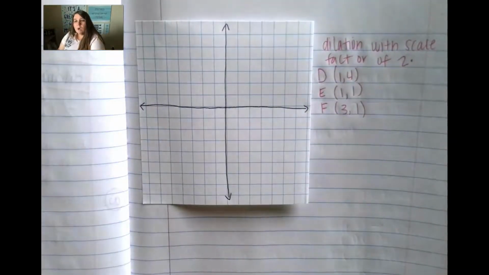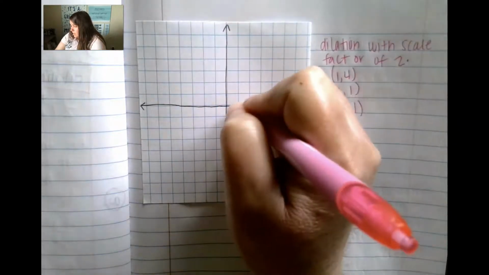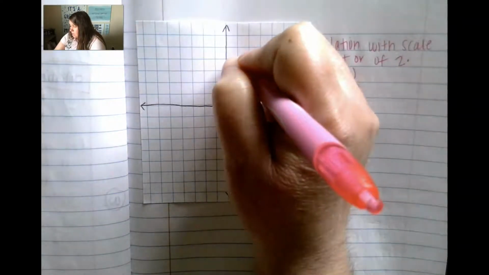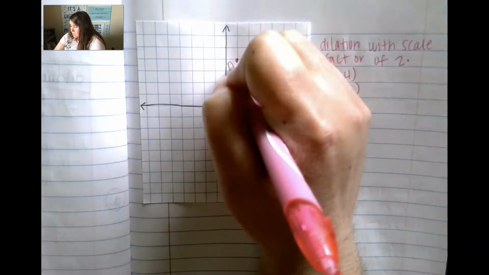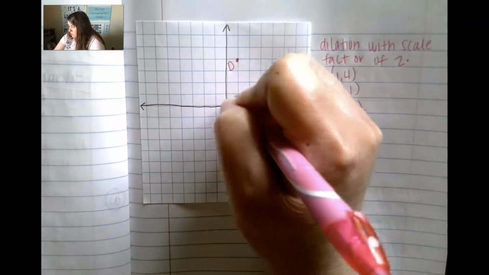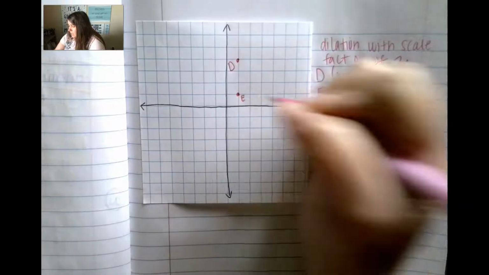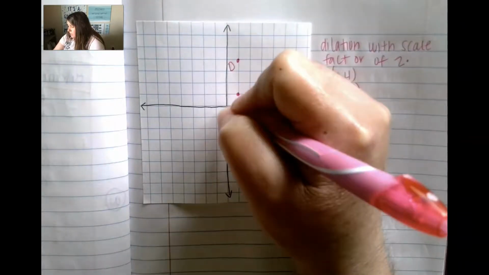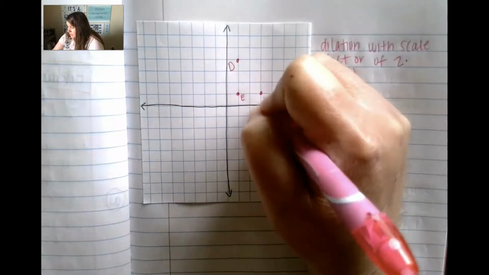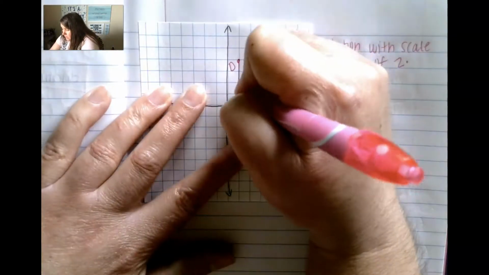All right, so we have 1, 4. So we're going to go over to 1 and up to 4. Over 1, up 1, 2, 3, and 4. That is point D. E is 1, 1. So I'm going to go over to 1, up to 1, and that one is E. And then 3, 1. So over 1, 2, 3, up 1, and that is F. So here is our triangle.